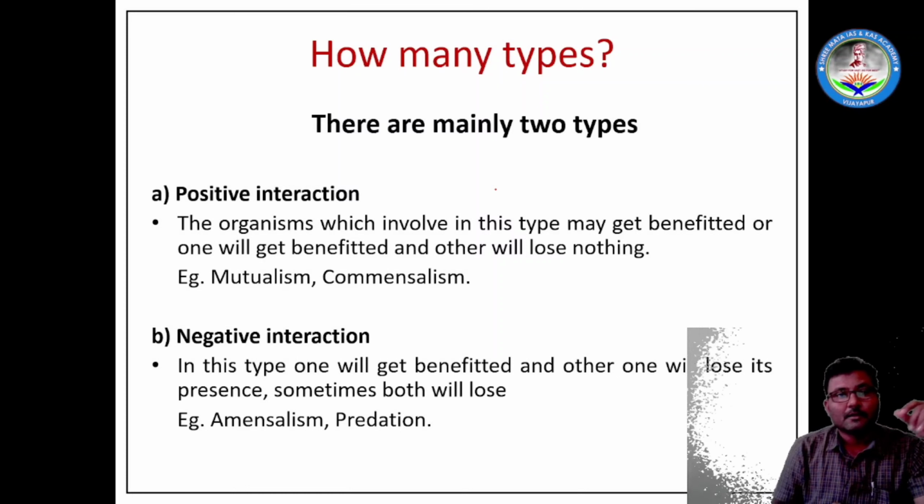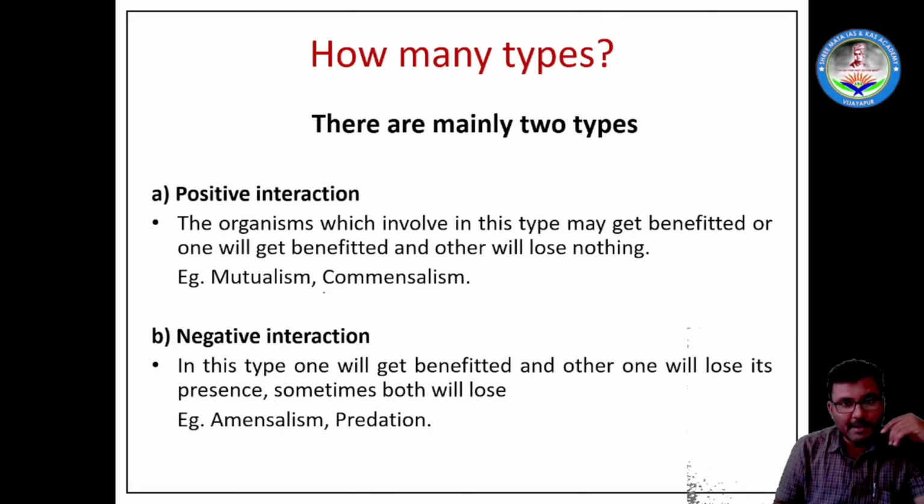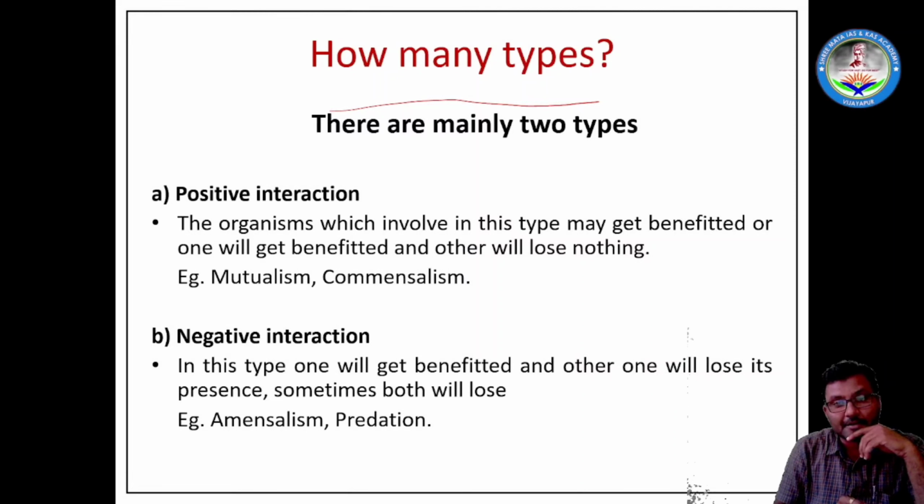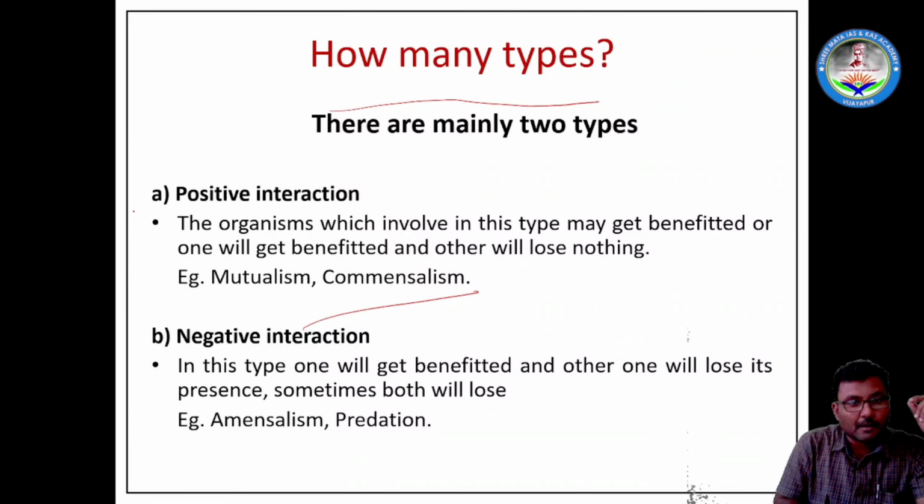Next, how many types are there in biotic interactions? I tell that there are mainly two types, but one more is there. Later I will tell you, that is neutralism. I will come to that point. So two types: one is positive and negative.